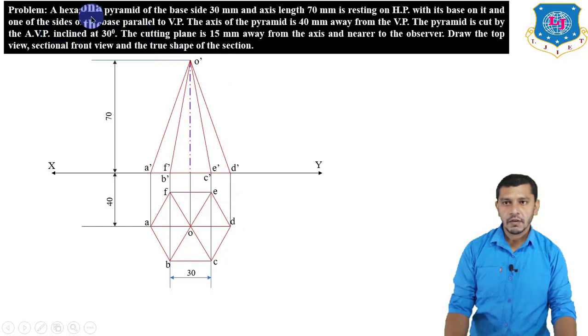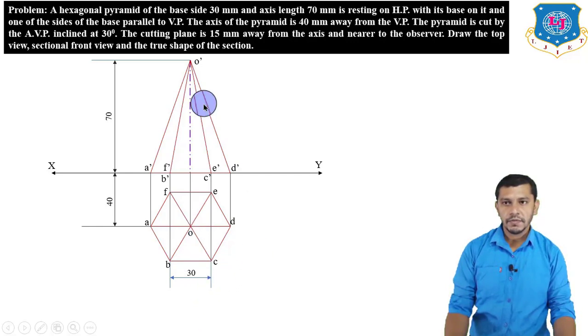The condition of the cutting plane is given. It is inclined at an angle of 30 degrees to the vertical plane, that means 30 degrees to the XY reference line, and the cutting plane is 15 mm away from the axis. So right now we have shown the cutting plane in the plan, and it will be 15 mm away from the axis and nearer to the observer.